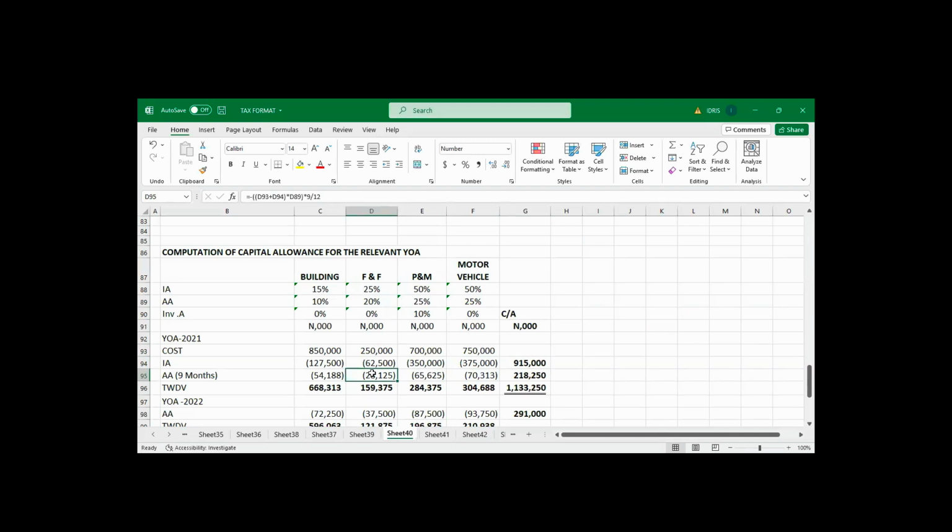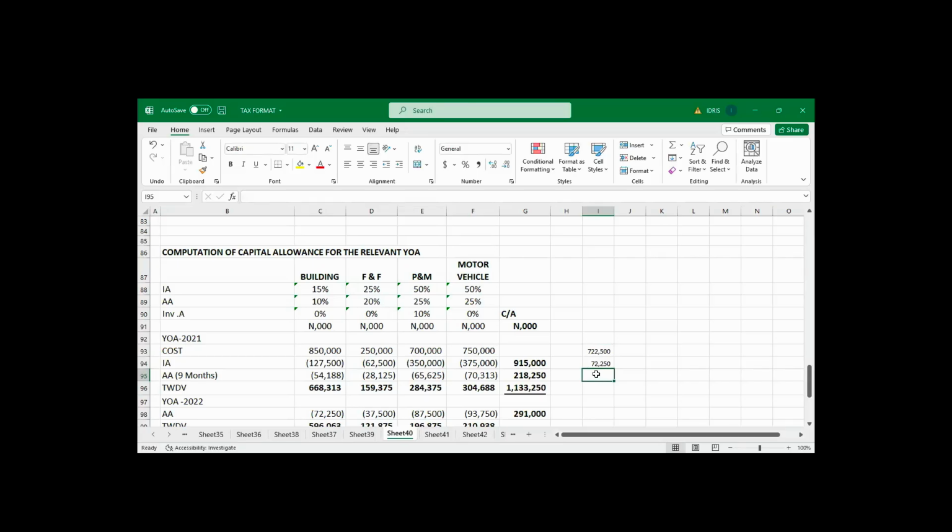The annual allowance now. How do we get annual allowance for building? Cost, 850, minus initial allowance, 127,500. You divide it by how many years? 10 years. This minus this gives you 722,500. You divide it by 10 years. It gives you 72,250.